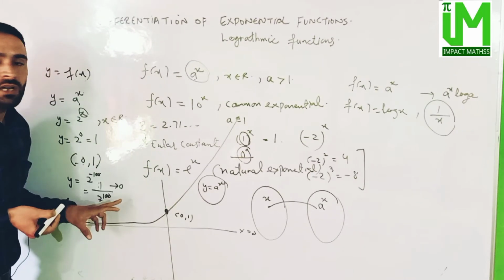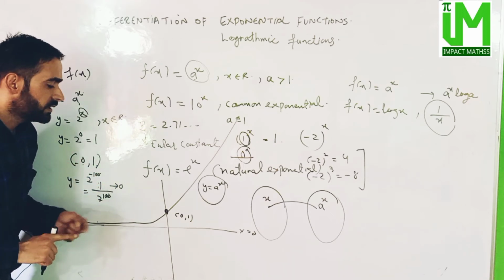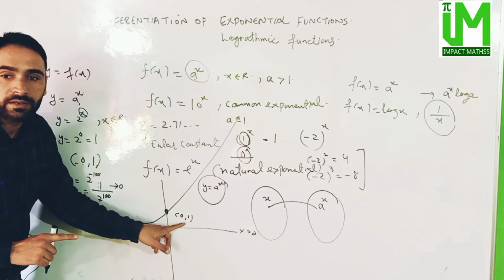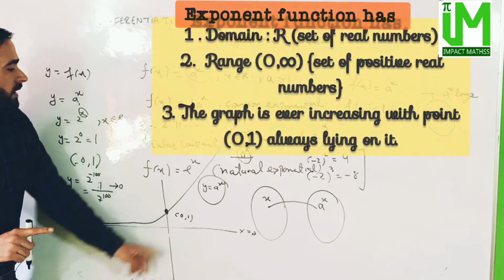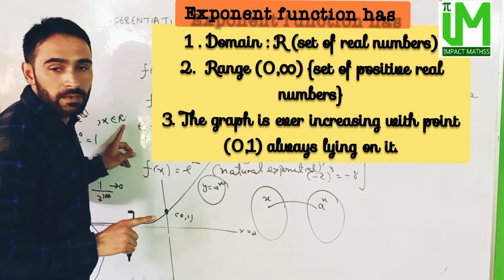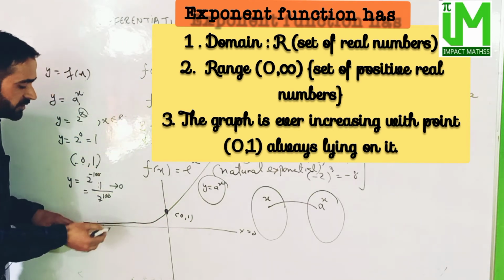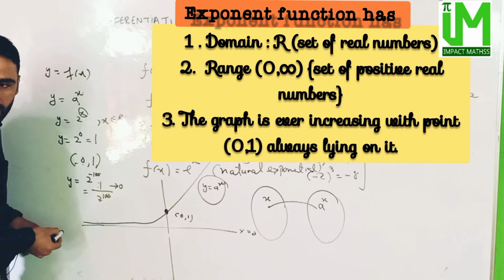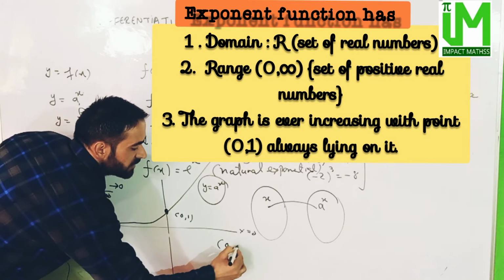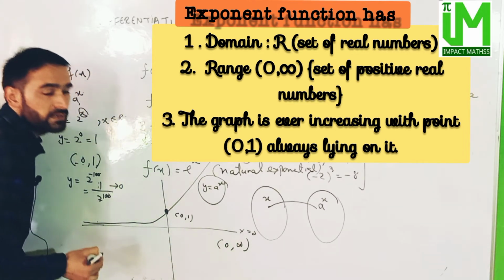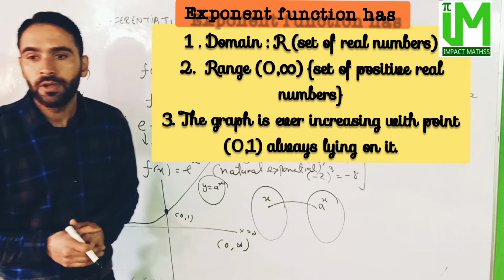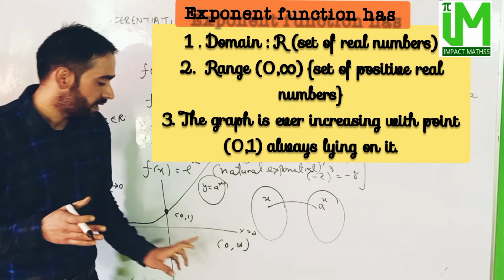So one of the points will always be (0, 1). What will be its domain set? Domain set will be x belongs to R, यानी set of all real numbers. What will be its range set? Range 0 नहीं होगा. 0 से infinity तक की value. So range set will be 0 to infinity. In fact, these are some of the properties of the exponential function, that the domain set is set of real numbers. Range set क्या है?